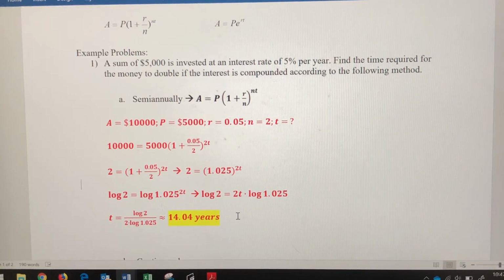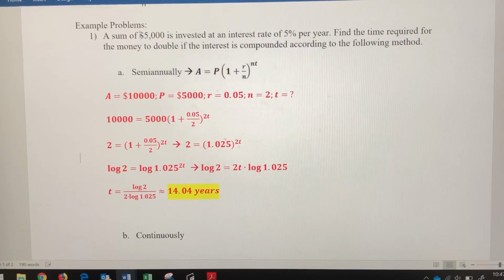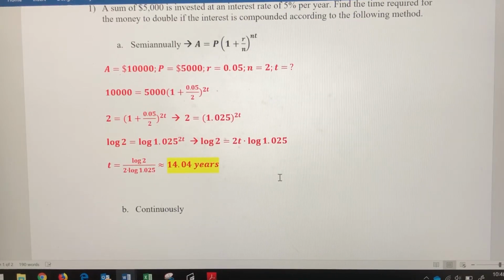Okay, so in the same problem, same set of information here, what if we change our compounding from semi-annually to continuously? If we're compounding continuously, my money should double a little bit quicker. It's not going to be significantly quicker, but it will be a little quicker. So it'll be less than 14 years. Make sure we use the correct formula. Continuous compounding means we use the PERT formula.